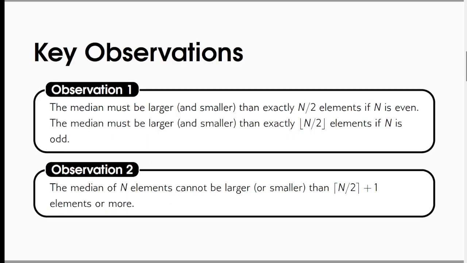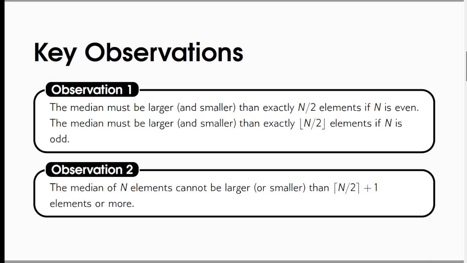Let's make some very simple observations, almost self-evident. The median of n elements must be larger and smaller than exactly n over 2 elements if n is even. If n is odd, we just replace n over 2 with the floor function of n over 2. And so, n is the number of elements.